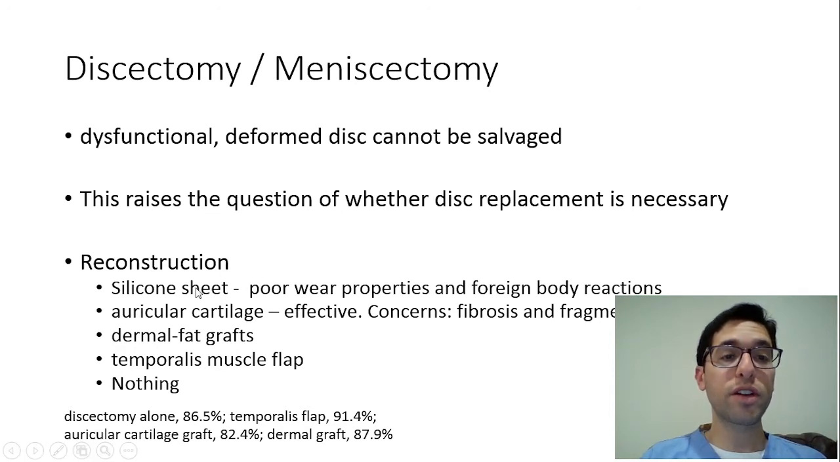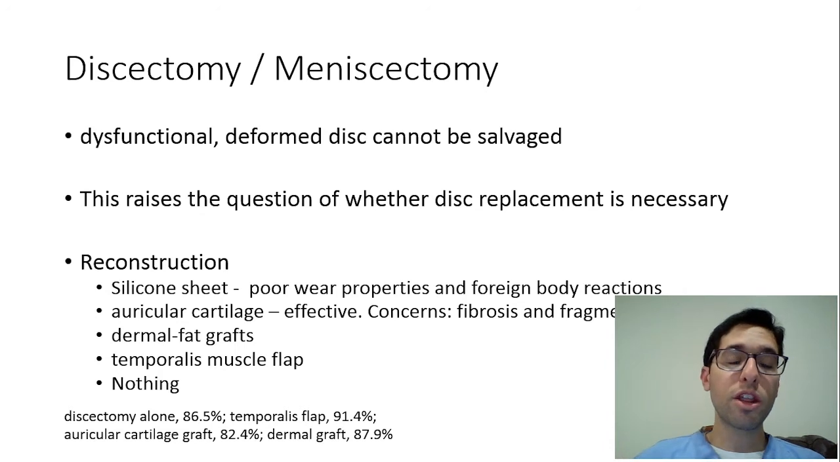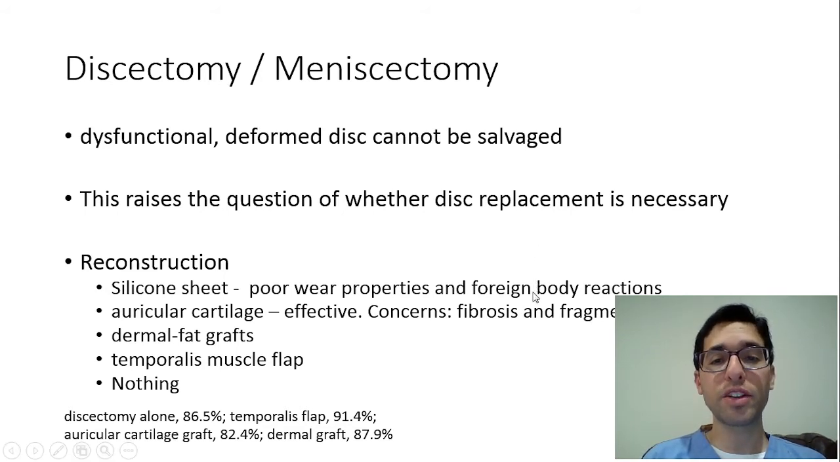There are different ways of reconstructing the disc that you've now removed. Historically, and I'm mentioning this really just for history because it's fallen out of favor, there was a silicone sheet. You could interpose a silicone sheet, and usually it was put with some kind of tab so that you'd be able to subsequently pull it out. The thought process is, let's keep it in there for the first 3 months until the tissue fibroses, and then you pull out the silicone sheet. The problem is patients were having some foreign body reactions, and it also has very poor wear properties. So that fell out of favor, and everything subsequently has not fallen out of favor. So these are all viable options.